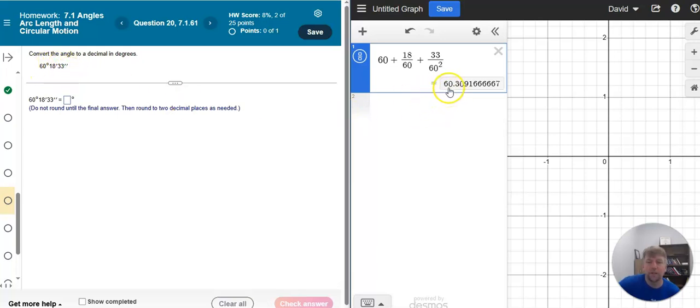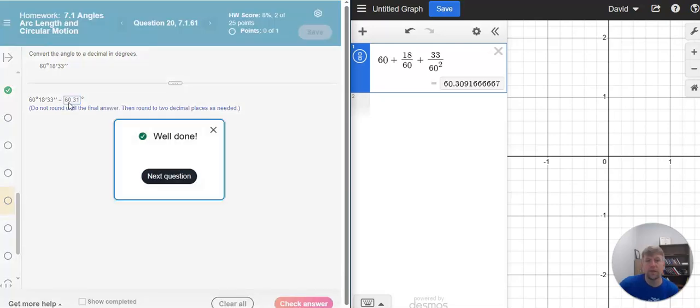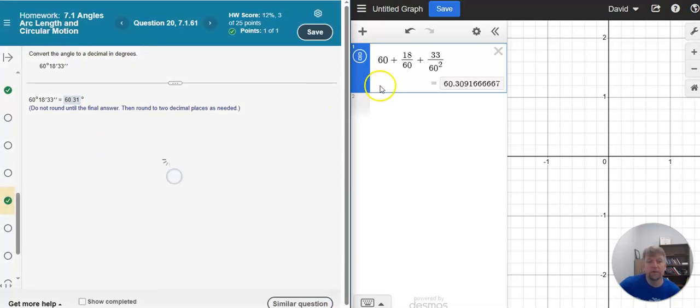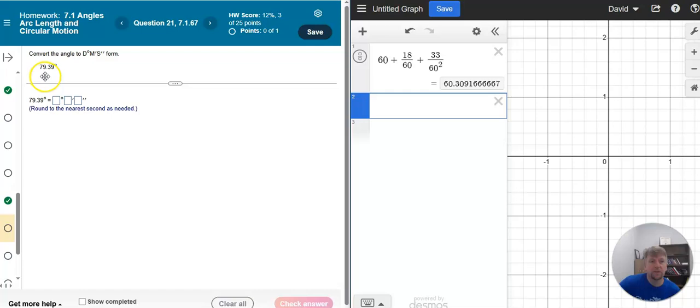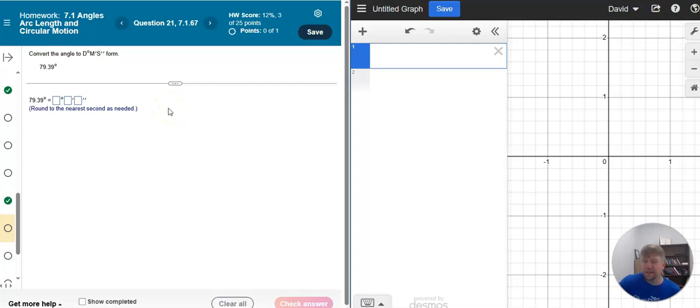All right, so then it wants us to round to 2 decimal places, so that's going to be 60.31 degrees, okay? Now, you can also go back the other way, from degrees in decimal form to degrees, minutes, seconds, by the same procedure, but you don't have to multiply by the 60 twice on that last one. We'll show you what I mean by that in a second.